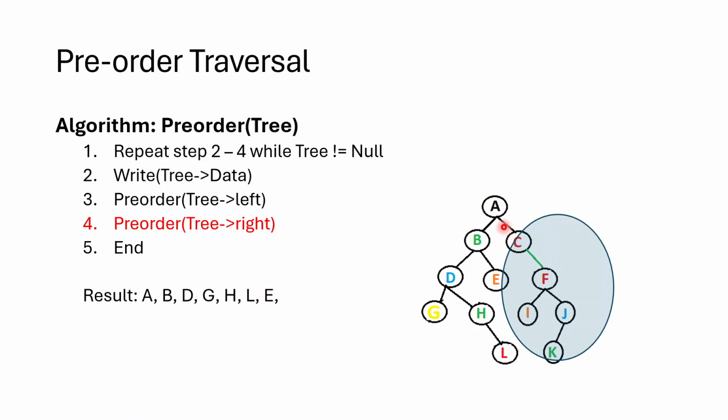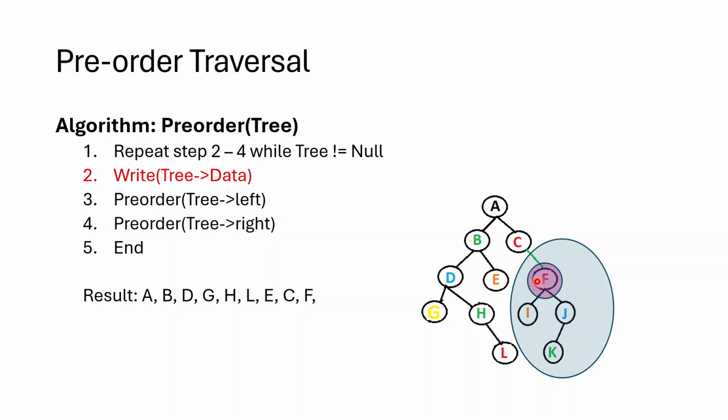For the right side of A, this is a subtree. In this subtree, which one is the root node? C is the root node. Does C have any left child? No. So it goes to the right side of C. F, I, J, K. Okay, so F is the root node. So F is completed. Does F have the left child?